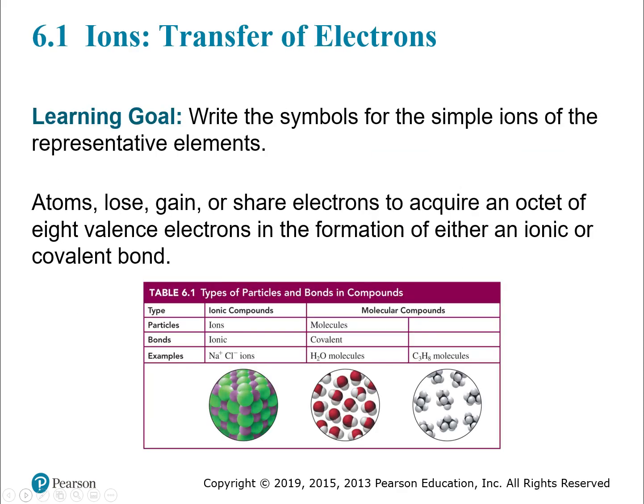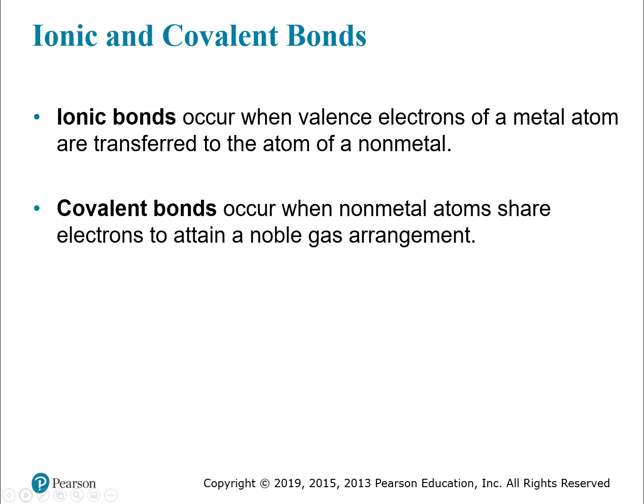Let's talk about ions. So in this section, we're going to just work on writing the symbols for ions of the representative elements. Let's build some vocabulary first. We've got to talk about ionic bonds and covalent bonds.